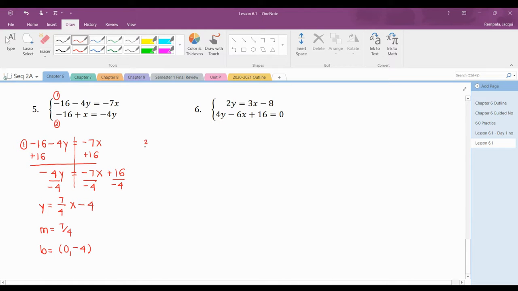If I look at the second equation here, negative 16 plus x equals negative 4y. Notice that even though the y is on the right-hand side, it's almost by itself. So the only thing I have to do here is divide everything by negative 4. So here I've got negative 16 divided by negative 4. A negative divided by negative is a positive. So 16 divided by 4 is 4.